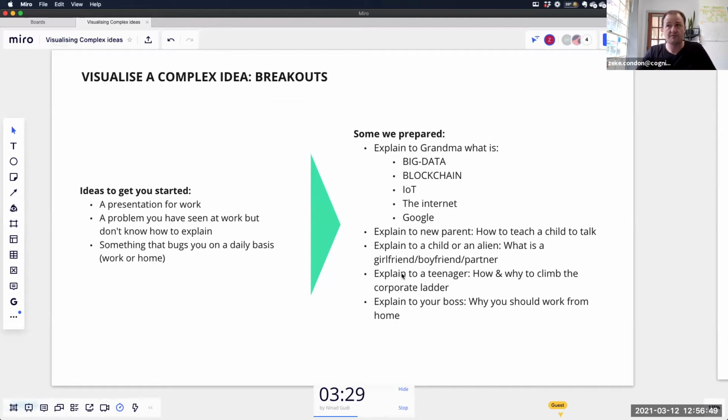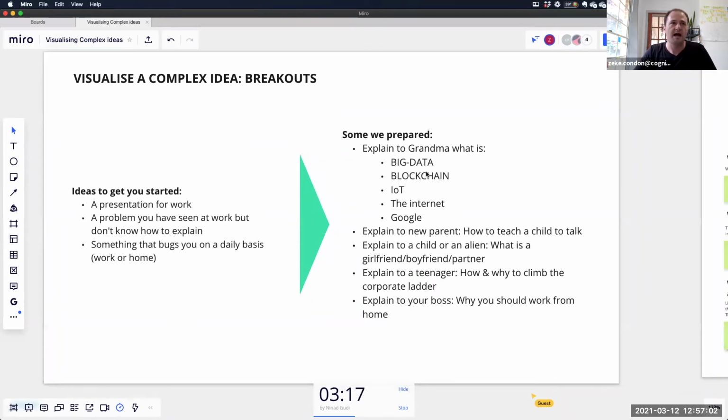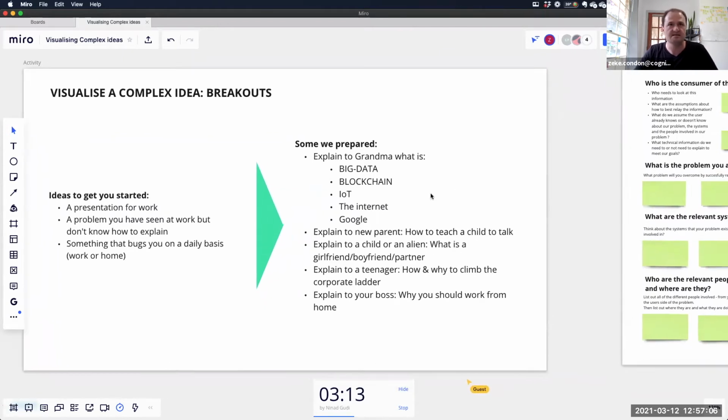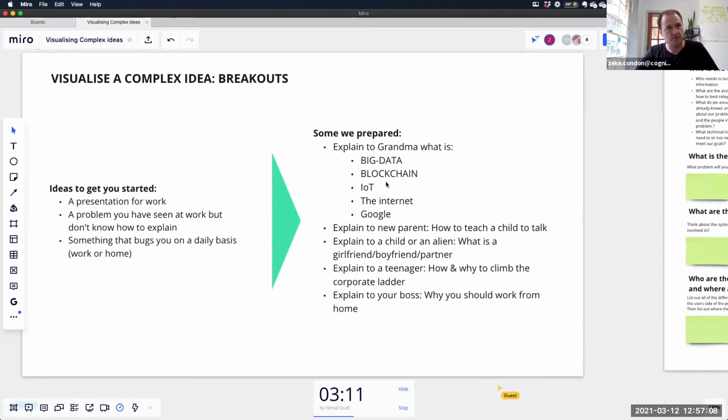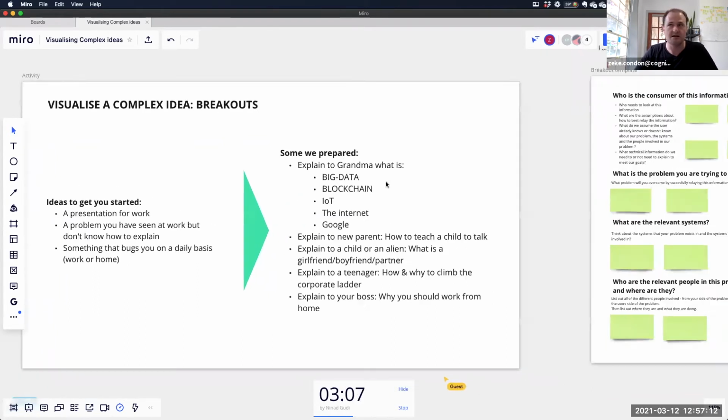So select one from the group of ideas to articulate and the person you need to articulate it to, and put it down on paper or on Miro, and then come back as a group and present it to the other group to say, this is the process we went through to come up with a visualization, and this is what we visualized.